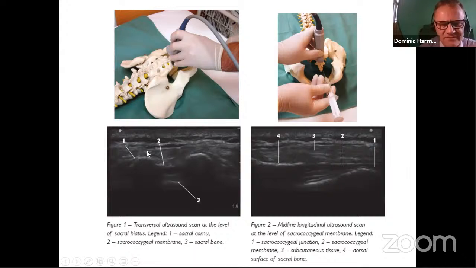So here's like a transverse approach. The transducer is transverse across, and you're seeing the sacral cornua here, skin up at the top here, sacrococcygeal ligament, and here's bone. Now over on this image, I call it the bird's beak, sacrococcygeal ligament. This is caudad, this is cephalad, and here is the epidural space, the caudal space.